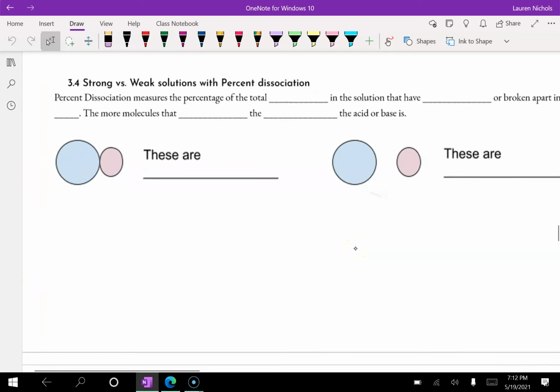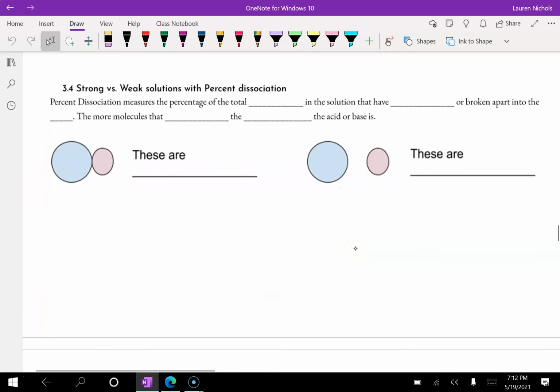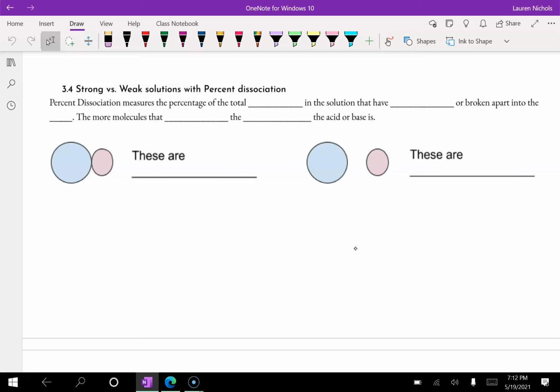Alright, hey everybody, so this video is going to be our last video going over Unit 3 skills. So when we're talking about acids and bases, and we're talking about whether it's going to be a strong acid or a strong base or a weak acid or base, the best way to determine whether it's going to be strong or weak is through percent dissociation.